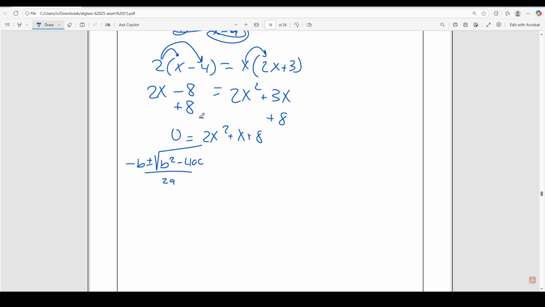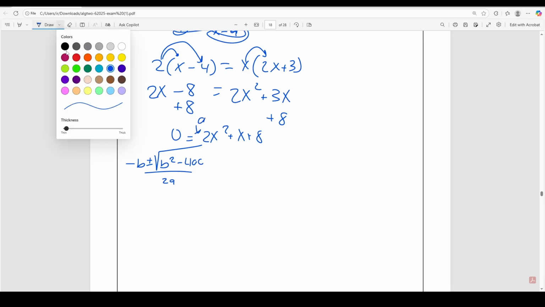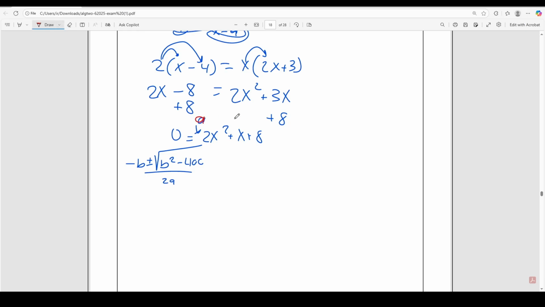Okay, so this is your a term, this is your b term, the number in front of the x, and this is your c term, the number without an x. Even though it looks like there's nothing in front of this x, it's actually an invisible 1, okay? So this is going to be negative 1 plus or minus the square root of 1 minus 4 times a, which is 2, times c, which is 8, okay?